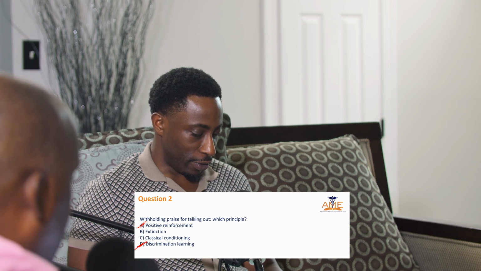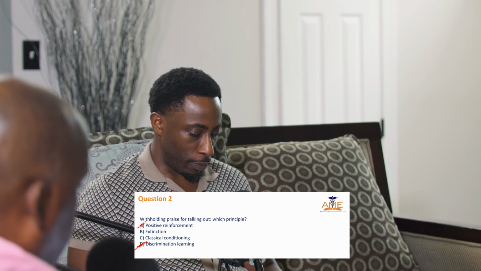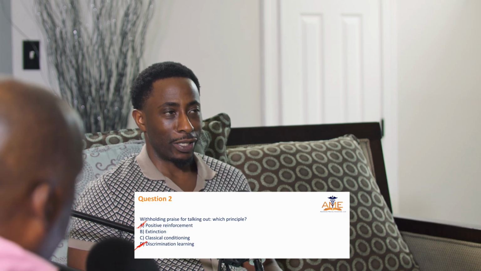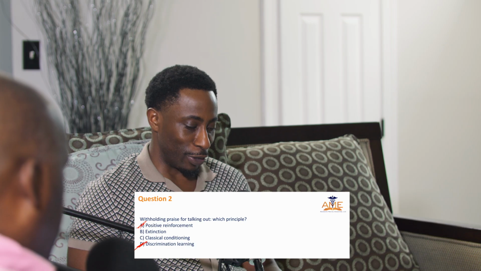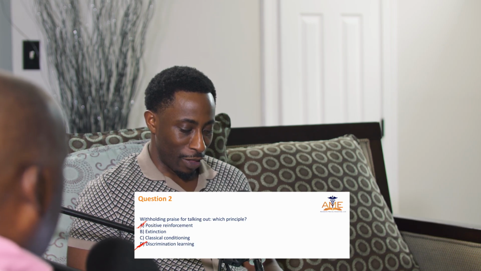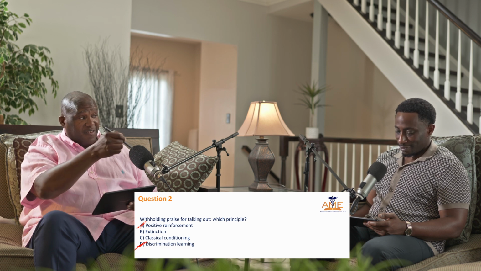So I would then impeach D, discrimination learning, because we already discussed how withholding praise is not necessarily the punishment, or going back to our first facilitated session, when we talked about environmental error. There's nothing being taught in terms of the learned process of math.